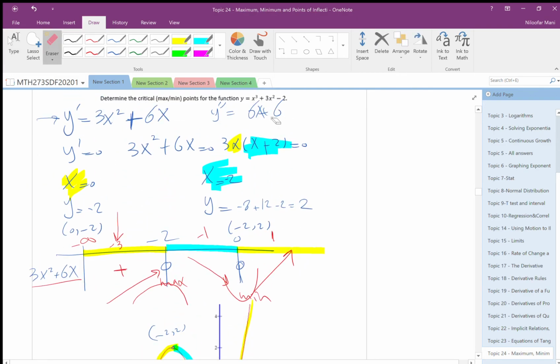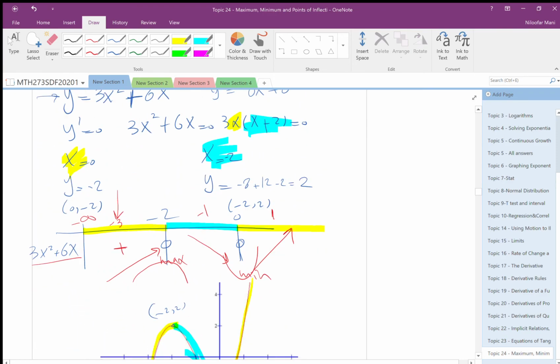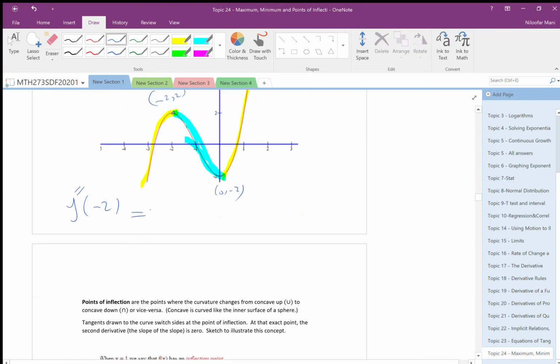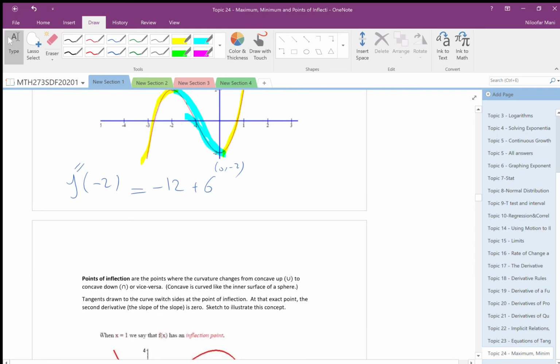Okay, so yes, let me write it neatly. Second derivative, at which point? At minus 2. Second derivative at minus 2 is minus 12 plus 6. Am I right? Yeah, plus 6, which is negative. I told you, if the second derivative is negative, you have maximum. Easy. If the second derivative is positive, which at 0 is 6, that's positive, so I have minimum.